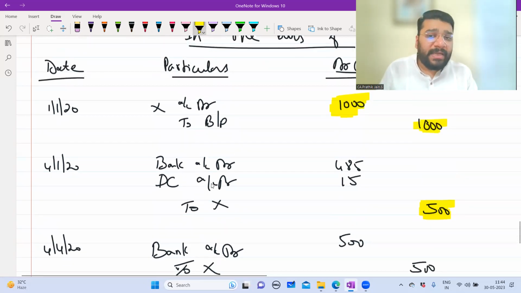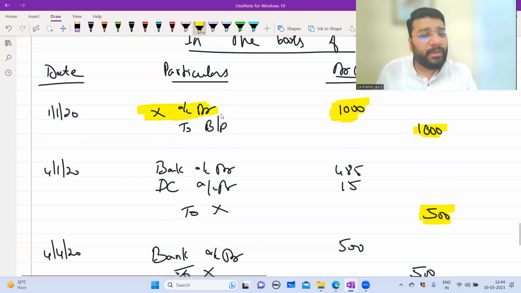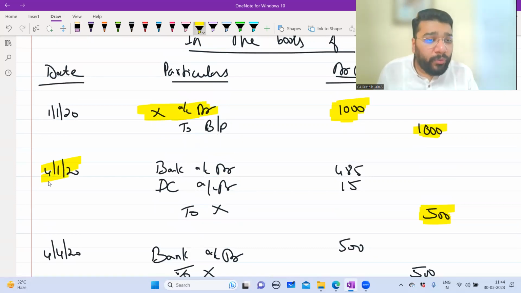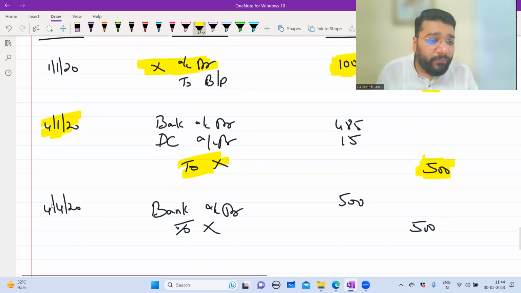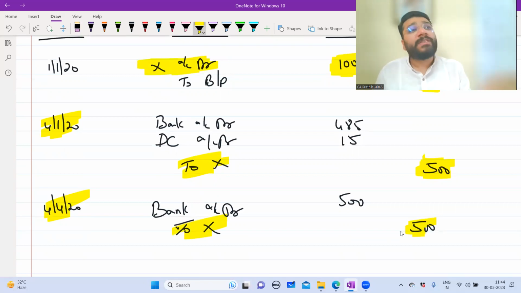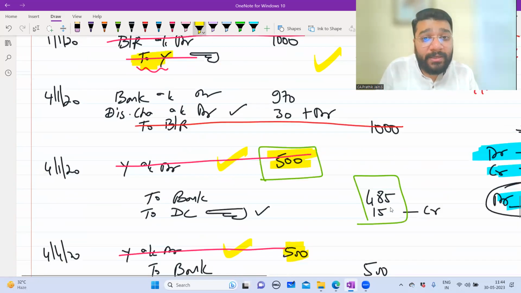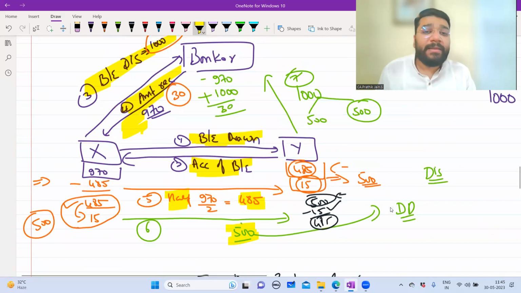So in the first transaction, we said that X, you have to pay me 1,000 rupees. In that, on 4th of January itself, X settled 500 rupees. Now, on the due date of 4/4/20, X is settling the balance 500. So how much total money does Y have now? Full 1,000 rupees. So what will he do with that 1,000 rupees? Pay to the bank. Full 1,000 rupees he has to pay to the banker.